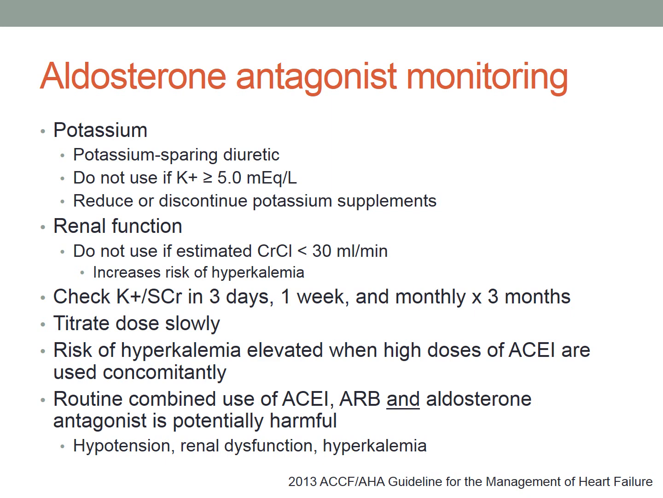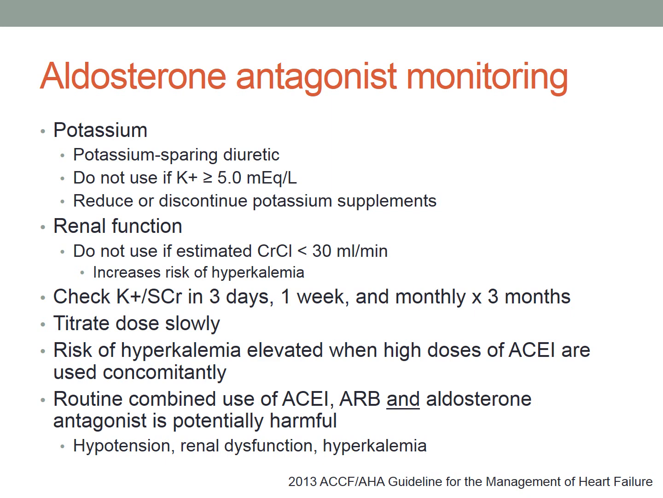If your patient has some impaired renal function with an estimated creatinine clearance of less than 30, this also can increase your risk of hyperkalemia. The guidelines recommend to monitor potassium and serum creatinine 3 days after starting the aldosterone antagonist, and then in 1 week, and then monthly times 3 months.